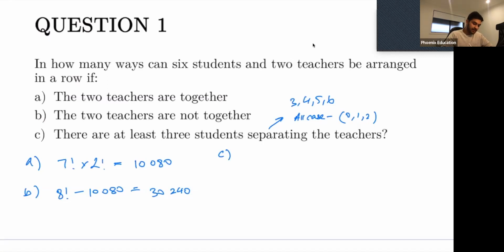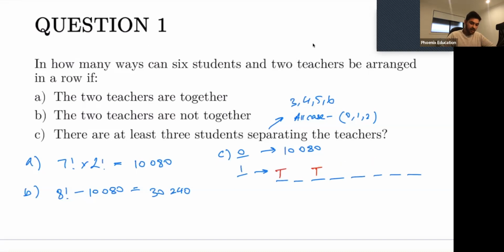So let's start with 0 cases. The case where there's 0 students separating the teachers is just where the teachers are seated together. We worked that out in part A, so it's just 10,080. All right, next we'll work out the scenario where there's 1 student separating the teachers. So we've got 1, 2, 3, 4, 5, 6, 7, 8 people in total. If there's 1 student separating the teachers, let's say the teachers are in these positions, okay? What we can also do is we can shuffle the teachers down.